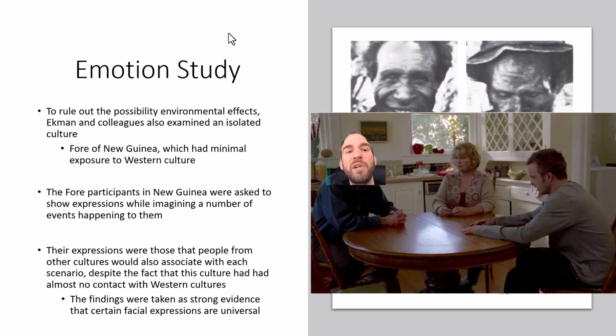To rule out the possibility of environmental effects, such as the effects of industrialization and a beginning kind of globalization, Ekman and colleagues also examined an isolated culture, the Fore of New Guinea, which had minimal exposure to Western culture. The participants in New Guinea were asked to show expressions while imagining a number of events happening to them. Their expressions were consistent with those that people from other cultures would also associate with each scenario, despite the fact that this culture had almost no contact with Western cultures. The findings were taken as strong evidence that certain facial expressions are universal.